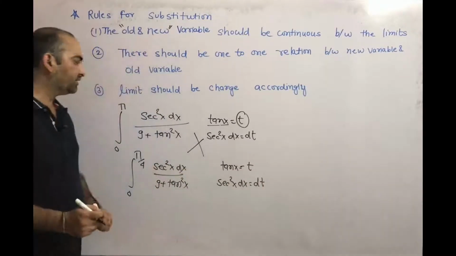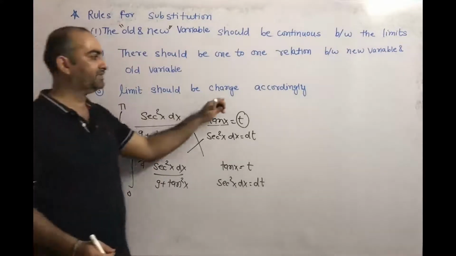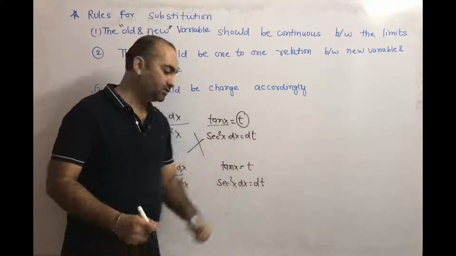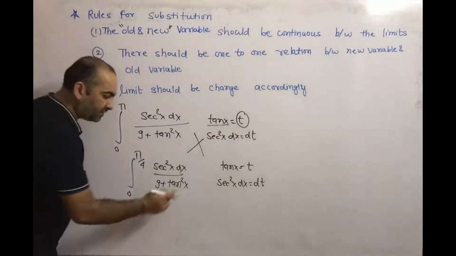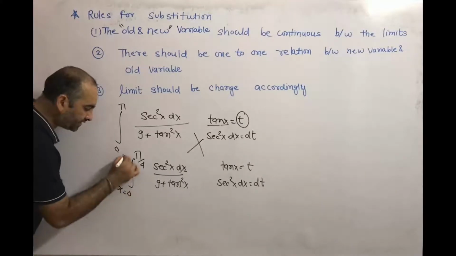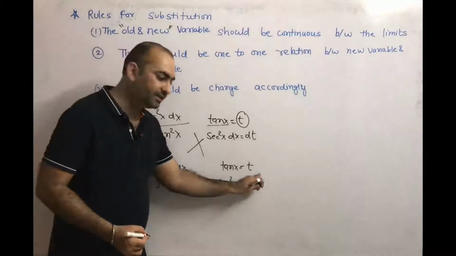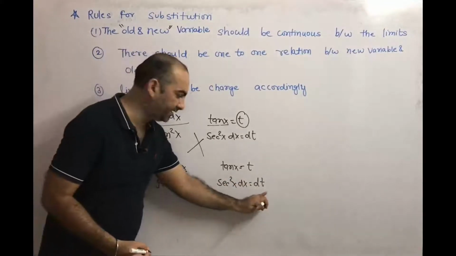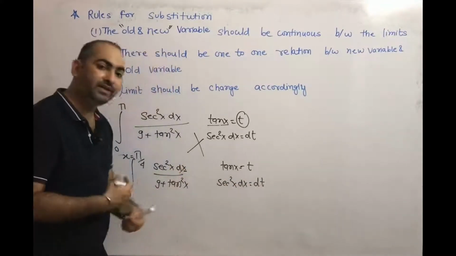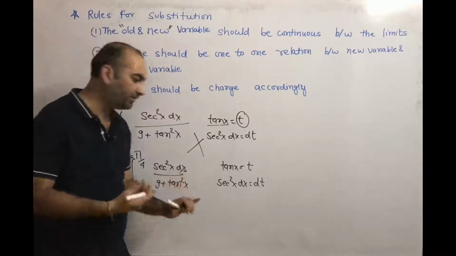Correct. Next we are discussing the third point. The third point is that limits should be changed accordingly. Here you can see the integrating variable is x, that means the limit is x equal to 0 to x equal to pi by 4. Now if you take tan x as t, then secant square x dx you put as dt. That means you are converting the variable. The integrating variable is x, and now you are converting it in terms of t.